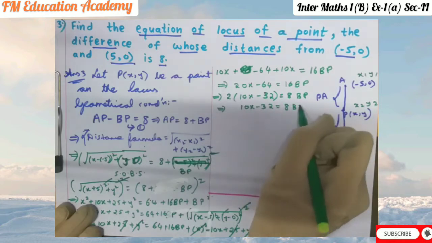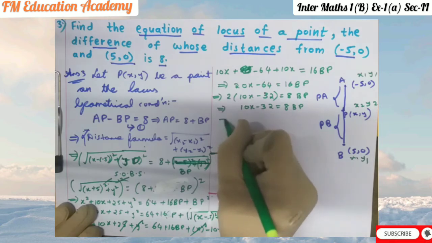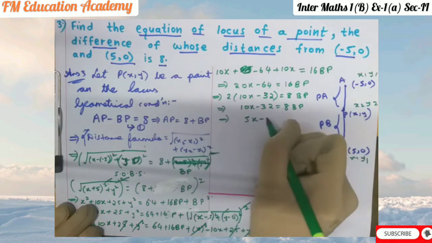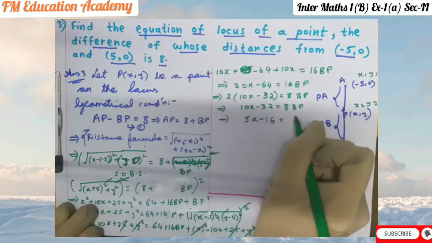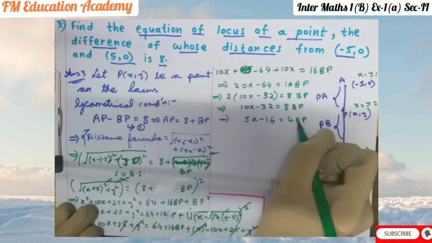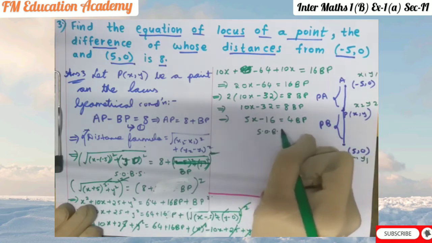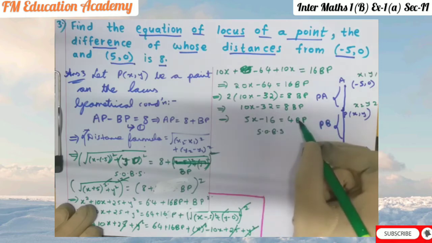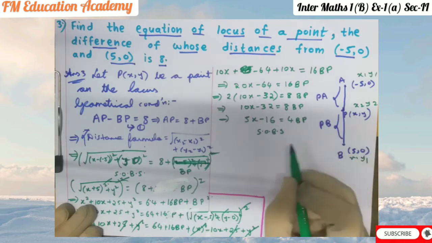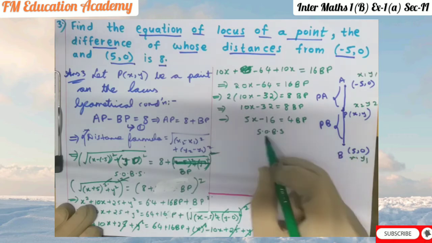Again we can take out 2. So 2 5s are 10, 2 1s are 2, 2 6s are 12, 2 4s are 8 BP. Now we'll square on both sides. Why will we square on both sides? Because when we substitute the value of BP, BP will be root of x2 minus x1 whole square plus y2 minus y1 whole square, and if you apply a whole square again, root and square can get cancelled. That is the reason why we are squaring on both sides.